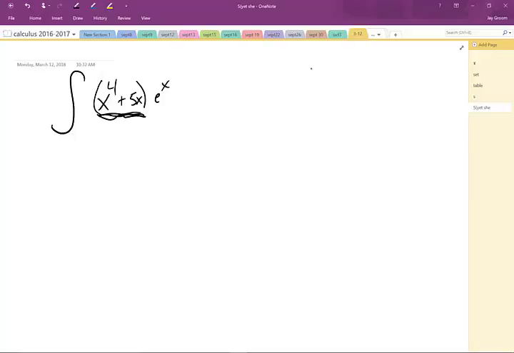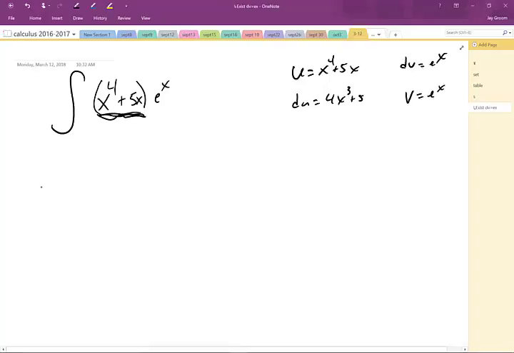Let's try it here. So, let's go u equal x to the 4 plus 5x. du, of course, is 4x cubed plus 5. That works. Cool. dv is e to the x. v is e to the x. Sweet. So, x to the 4 plus 5x e to the x minus the integral of 4x cubed plus 5 e to the x. Which means that this is now my new u, yes?